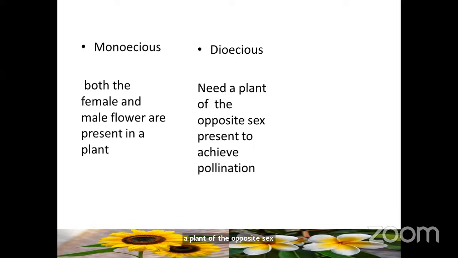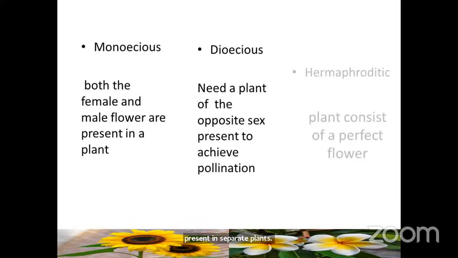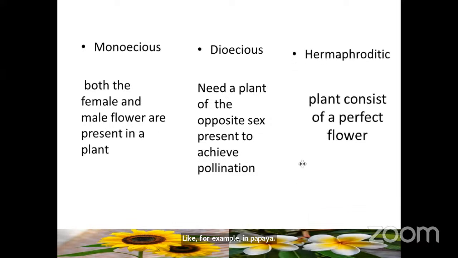When we say dioecious plant, the male and female flowers are present in separate plants. Like for example, in papaya. And we got the other one, hermaphroditic. When we say hermaphroditic, the plant consists of what we call a perfect flower. It means that in the plant, the flower has both the male and female reproductive organ. We call it hermaphroditic.